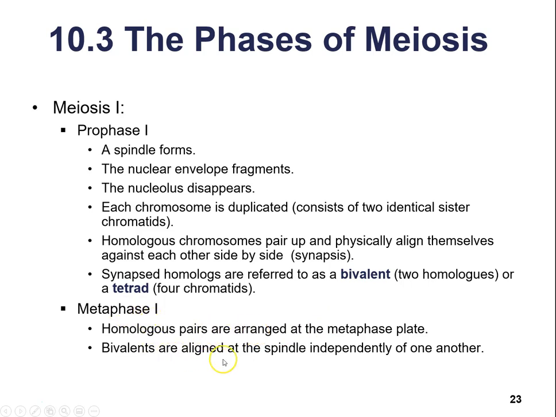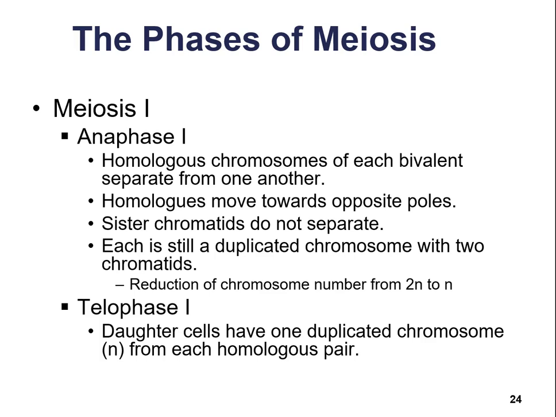In metaphase 1, the homologous pairs will line up at the metaphase plate. Then during anaphase 1, the homologous chromosomes, the pairs, will separate. They'll move to opposite poles. Remember, we talked about independent assortment. That's happening there. The independent assortment depends on how the homologous pairs line up at the metaphase plate during metaphase 1, okay?